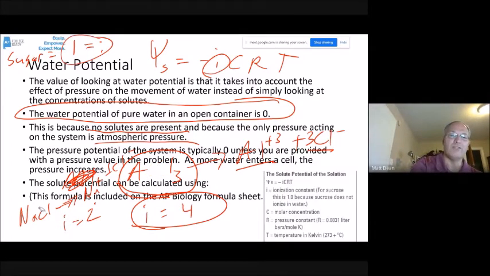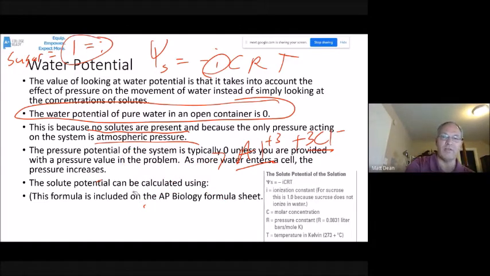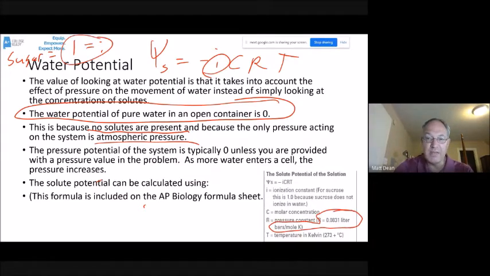The C in this formula is the concentration. So this is the concentration of solutes that you're given in the problem. And that C is going to be in terms of molarity. R is called the pressure constant, and it is always this value right here. And that's going to be given to you on your AP Bio formula sheet, which you can use throughout the exam. So you don't need to memorize R, it's given to you.